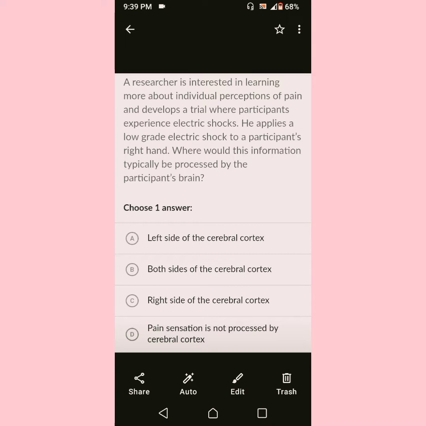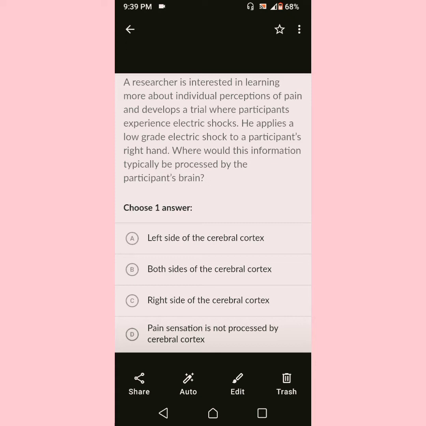MCQ 1. A researcher is interested in learning more about individual perception of pain and develops a trial where participants experience electric shock. He applies a low-grade electric shock to a participant's right hand. Where would this information typically be processed by the participant's brain?